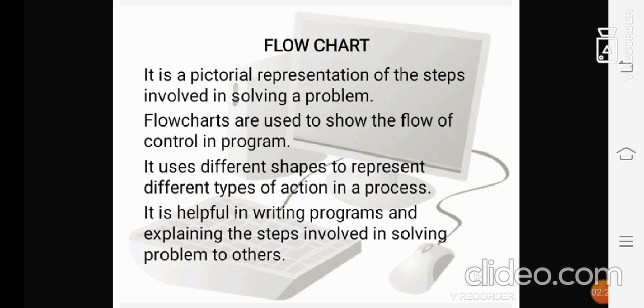What is a flowchart? A flowchart is a pictorial representation of the steps involved in solving a problem. Flowcharts are very useful to all of us in writing programs and also explaining the steps involved in solving our problems to each other. So, flowcharts are used to show the flow of control in a computer program. Flowcharts use different shapes to represent different types of actions in a process.